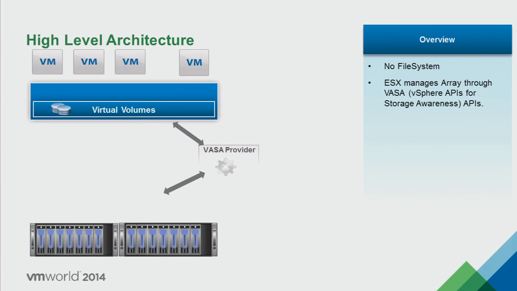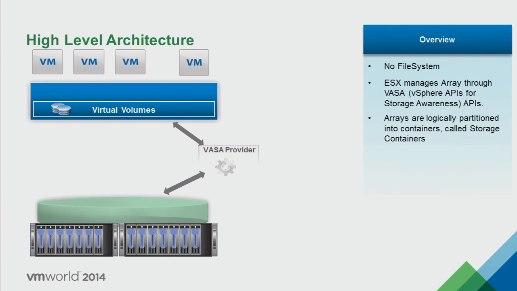So the VASA provider is intimately tied to the array and knows how to create objects on the array and knows how to talk to vSphere and advertise to vSphere the capabilities of the underlying storage. So that's what's used to create the VVols, and it's an out-of-band path in a new mechanism.